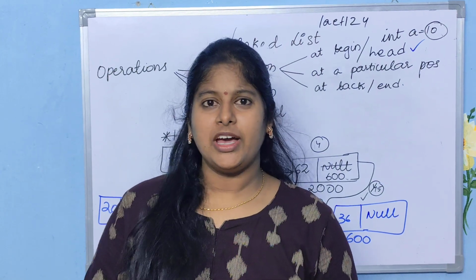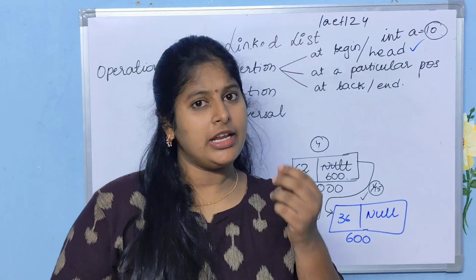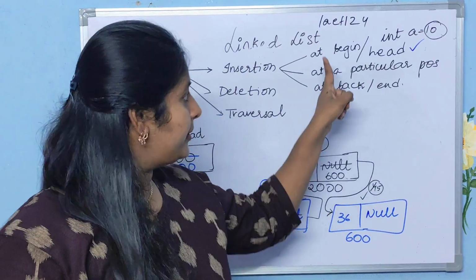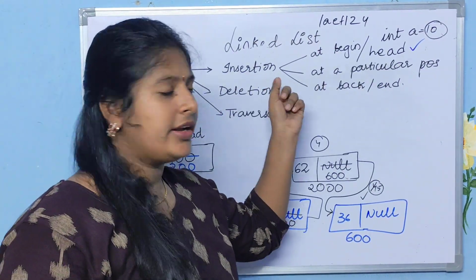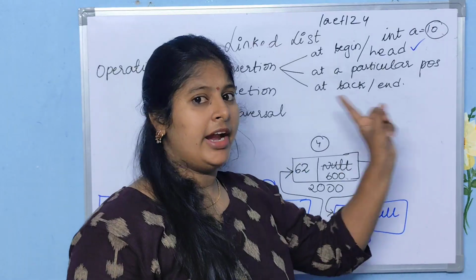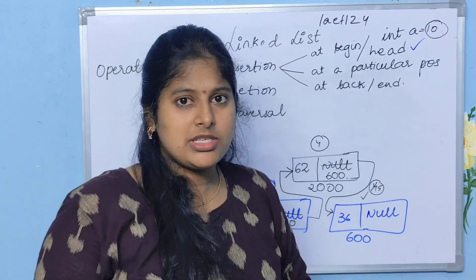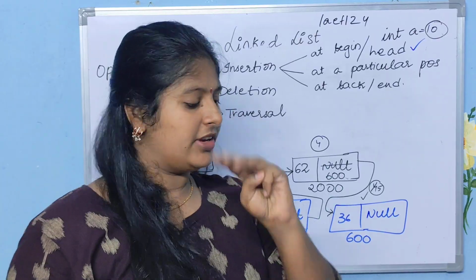In the previous video, we have seen the insertion of elements or insertion of nodes in a single linked list in three ways, right? At beginning or at head position, at a particular position, and at back or at the end of the linked list. Now we will see the deletion of elements in three ways.